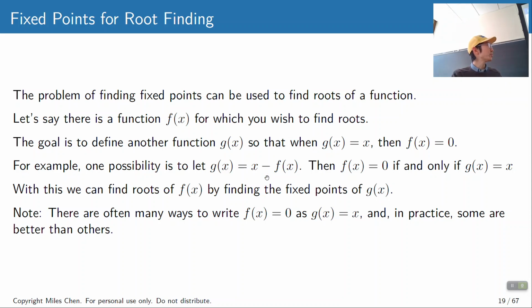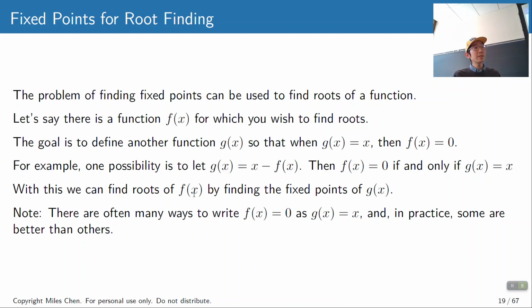So for example, one possibility is I could define g of x as x minus f of x. Okay, and if I do this, then f of x is equal to 0 when g of x equals x, right? So when g of x equals x, then f of x has to be 0 if we define g of x like this, okay? And so if I find the fixed points of g of x, then those will be the same locations where we have roots of f.